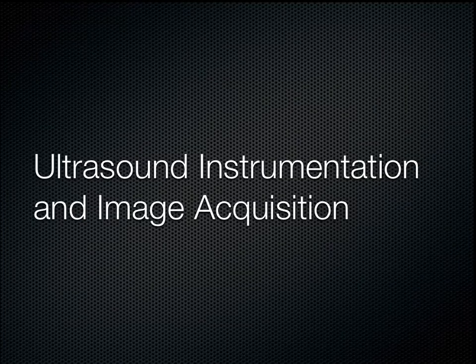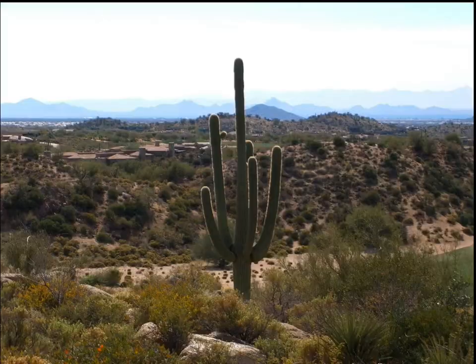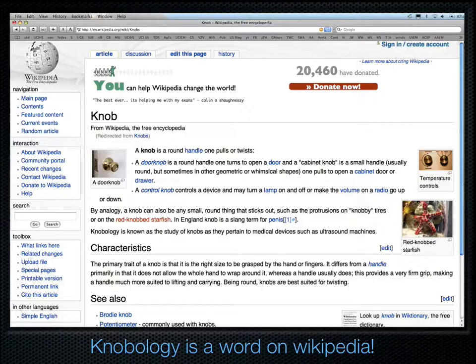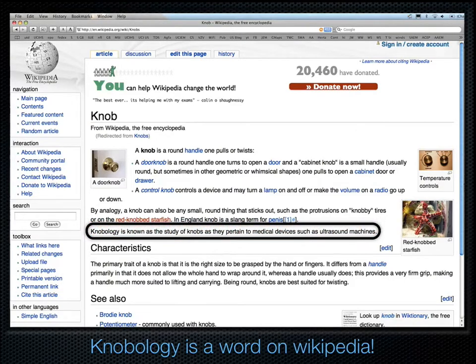Understanding a few basic principles about the physics of ultrasound will help you operate your instrument better and also acquire better images. Now, the physics of ultrasound sounds like a very dry topic, like, do we really need to go here? Can't you just show me a few buttons and we're ready to go? But actually, that's true. This really is a talk a lot more about knobology than it is about physics.